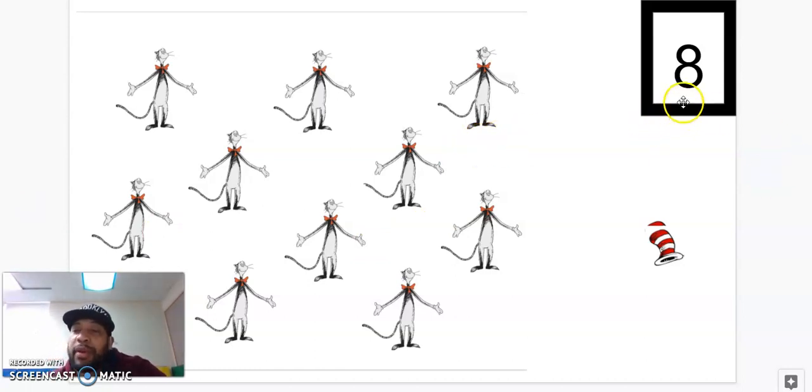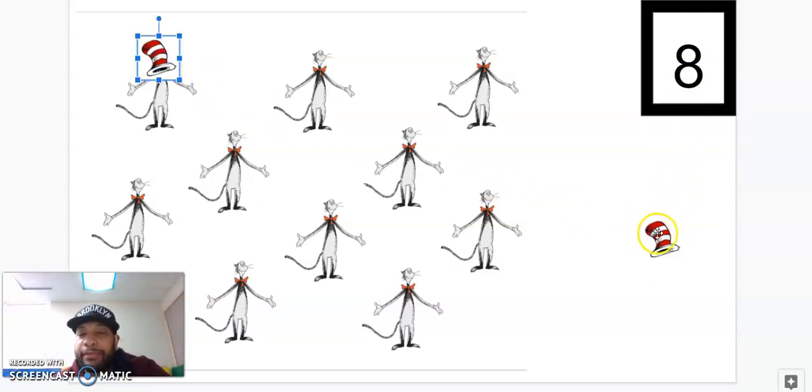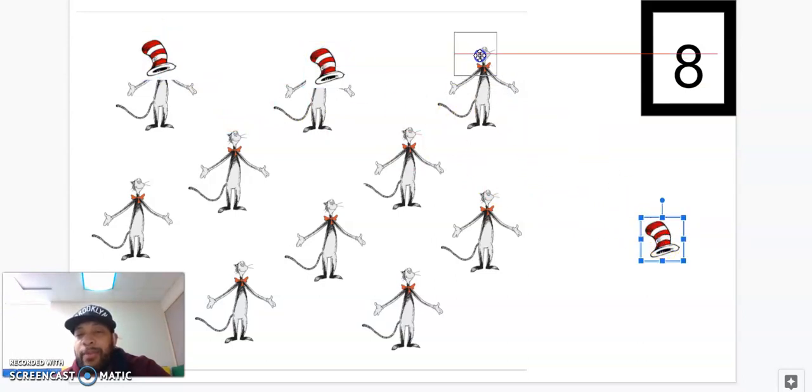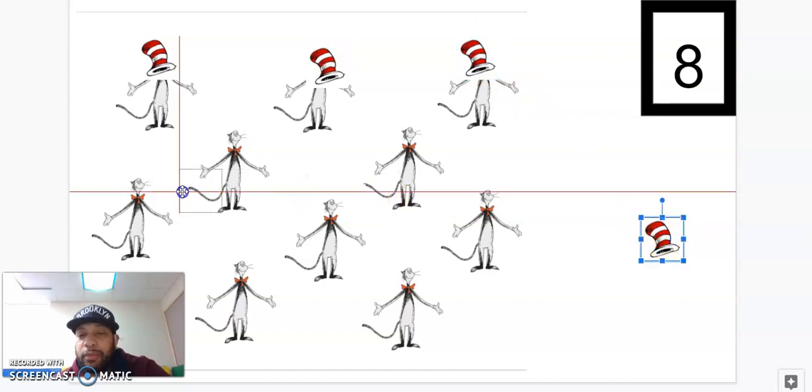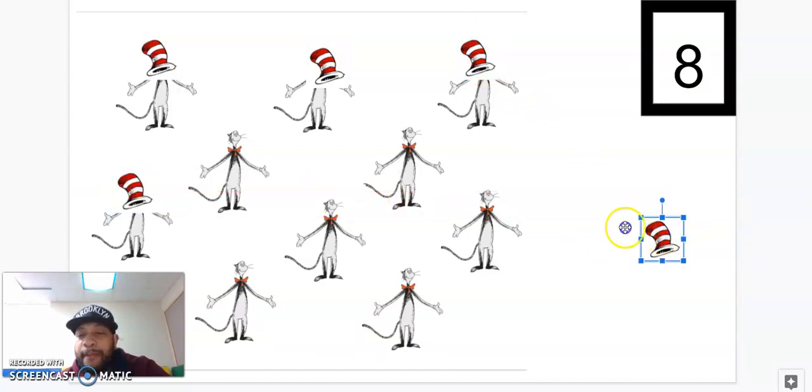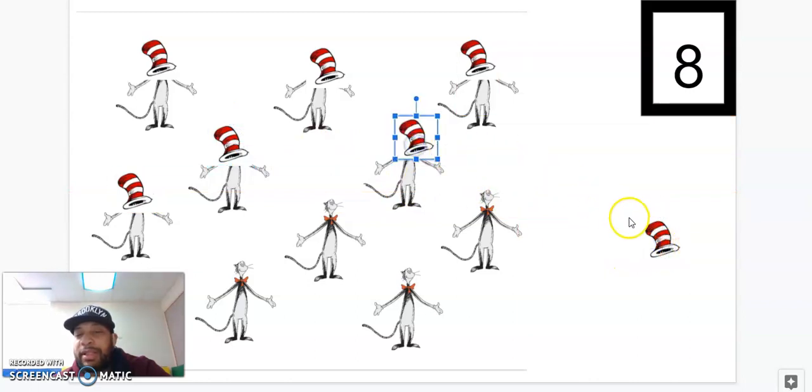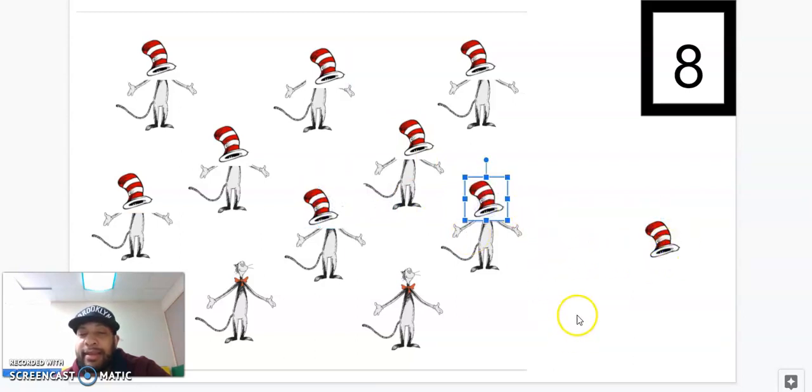This next number is eight. The number eight. We're going to count eight hats. One, two, three, four, five, six, seven, eight. Eight hats.